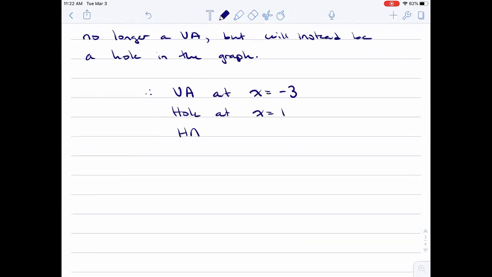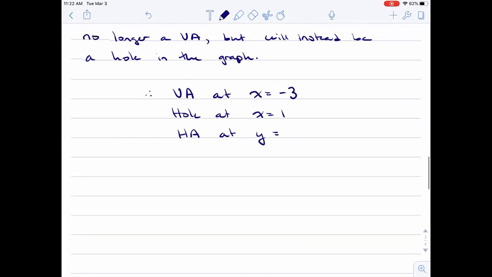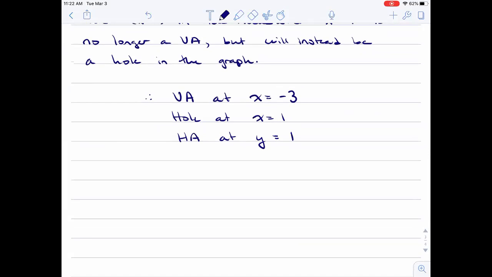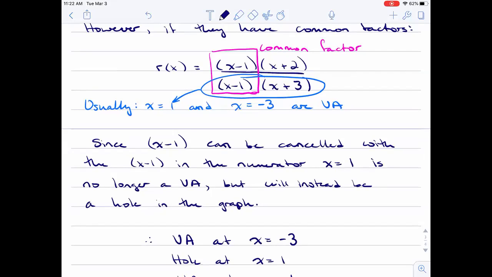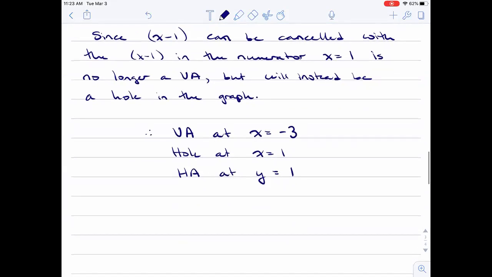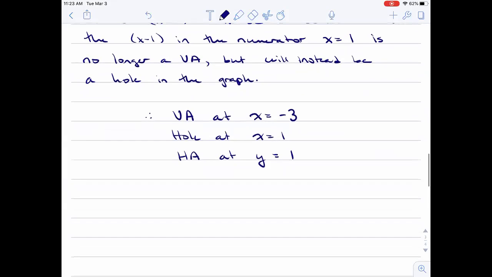I find that there's a horizontal asymptote at y equals 1, because I've got degree 2 over degree 2, and so they're equal to each other. So then I take the coefficient a over the coefficient b, which is 1 over 1. So then I'm at y equals 1. I'm doing this one a little bit quicker just because we're going to check it against Desmos anyways. So now I've got my horizontal asymptote, I've got a vertical asymptote, I've got a hole at x equals 1.